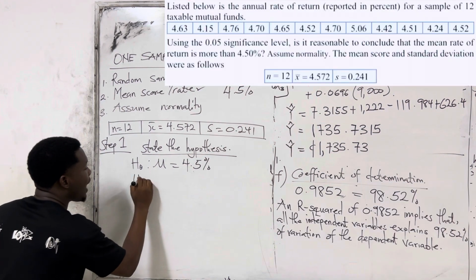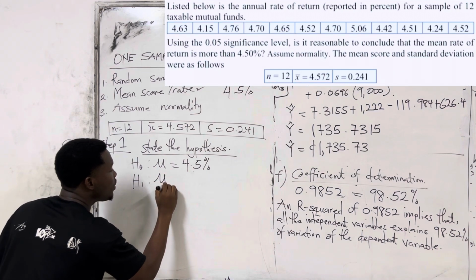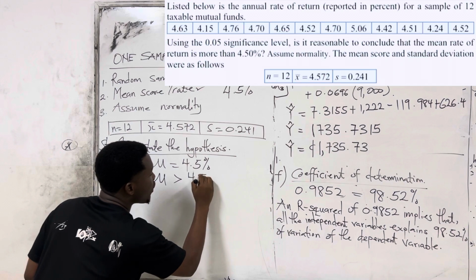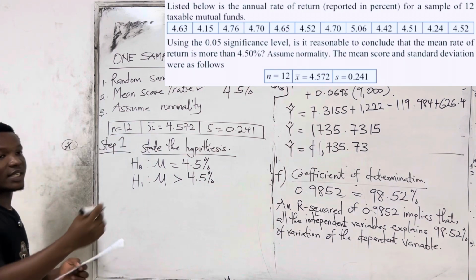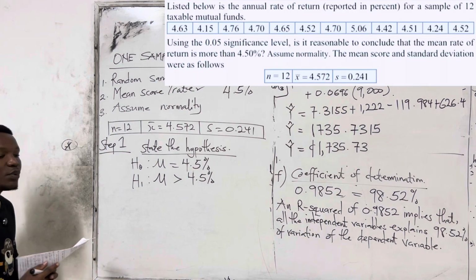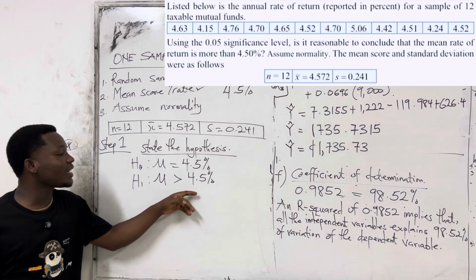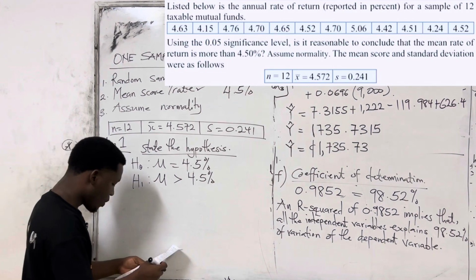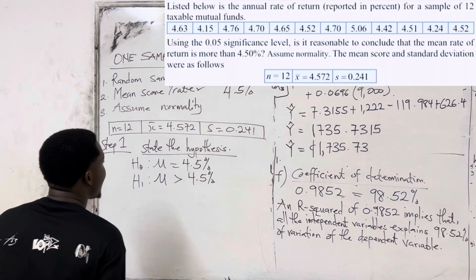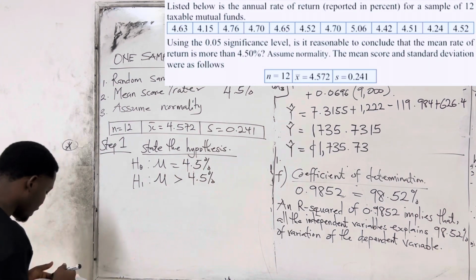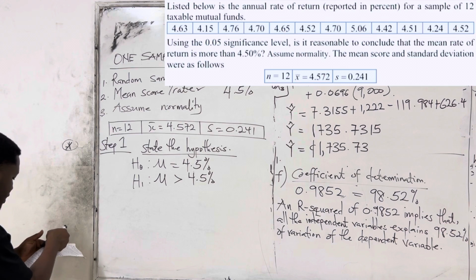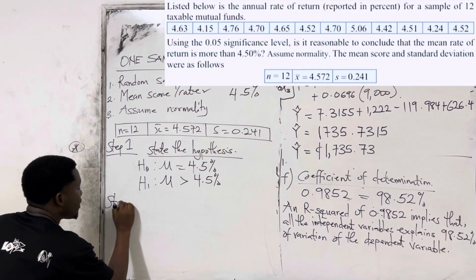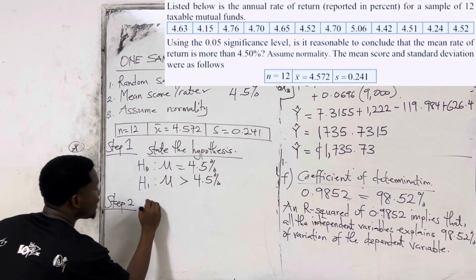And then we have our alternative, which is that the mean rate is greater than the 4.5%, which has been given to us in the question. This is what we are coming to see, whether it's greater than the 4.5% or less than the 4.5% for us to conclude. So we have stated our hypothesis. There's another step, which is the decision rule.